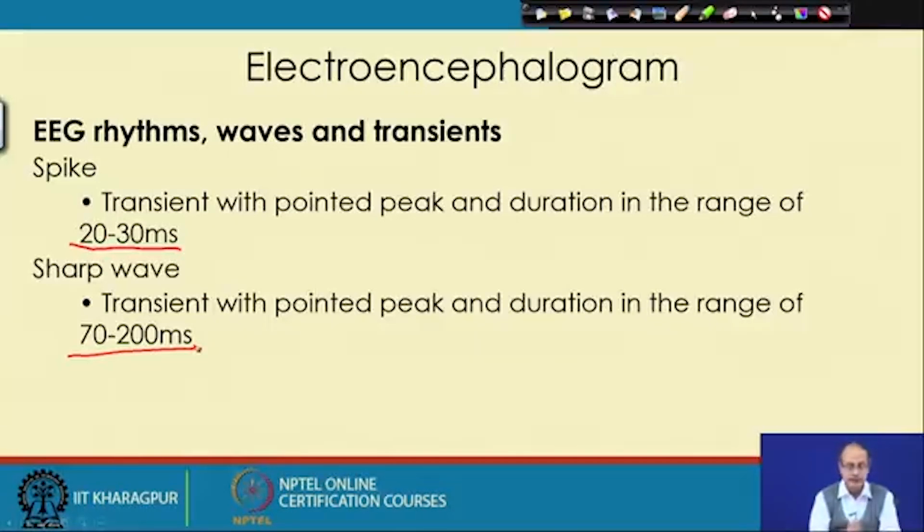Now, what is the importance of the spike? We know some people suffer from epilepsy, they become unconscious all of a sudden. For them, what is found is that the occurrence of this is associated with some spikes in the EEG signal. Okay. So, if in the EEG recording you get the spikes, then that could be taken as a precursor of such an epileptic attack. Okay. So, they are important to monitor, and they have a lot of clinical significance.